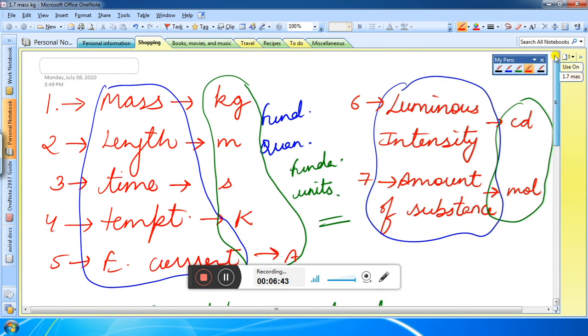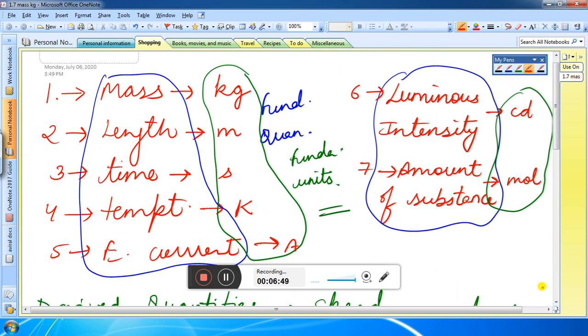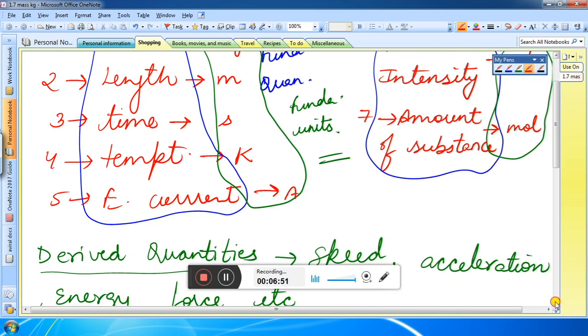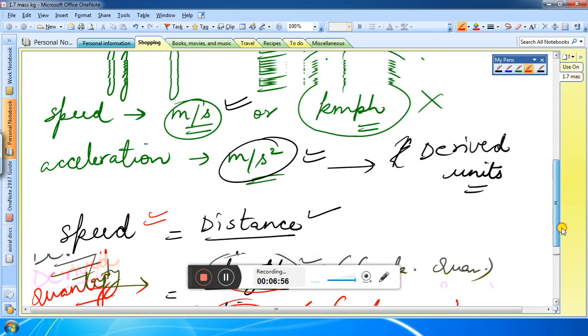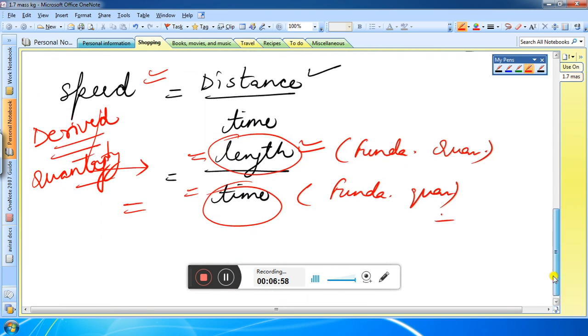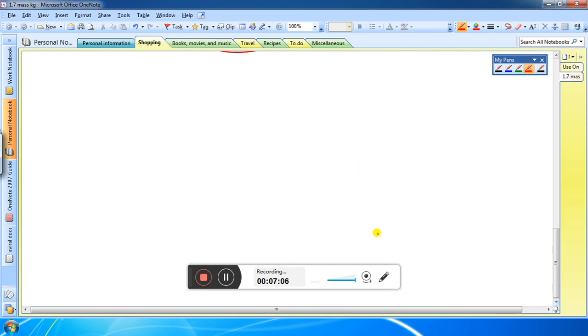So I hope you understood very well. First of all, we have taken examples of fundamental quantities and units. Then I have shown derived quantities, their examples, their units, and how they will be called derived units. This also I have shown. Okay, now we will study a few fresh things today. What are those? Those are measurement of length.